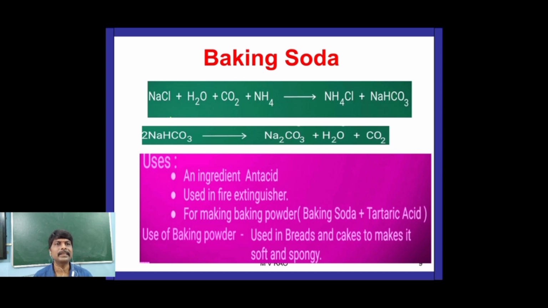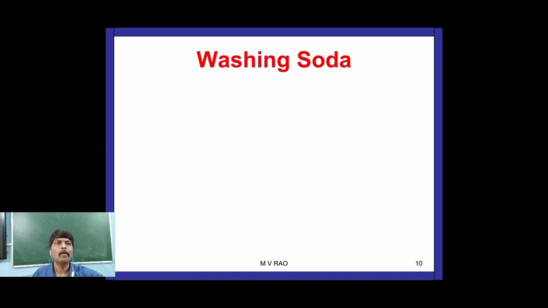Uses. What are the uses of baking soda? It is used as an ingredient in antacid. It is used in fire extinguishers. It is used for making baking powder. What is baking powder? The mixture of baking soda and tartaric acid is called baking powder. Baking powder is used in making breads because CO2 gas will be liberated. So that's why the bread becomes soft and spongy. So next one is washing soda.